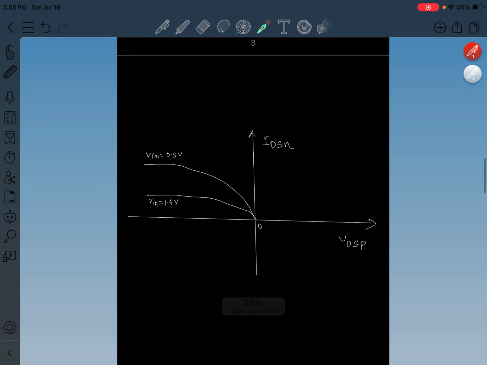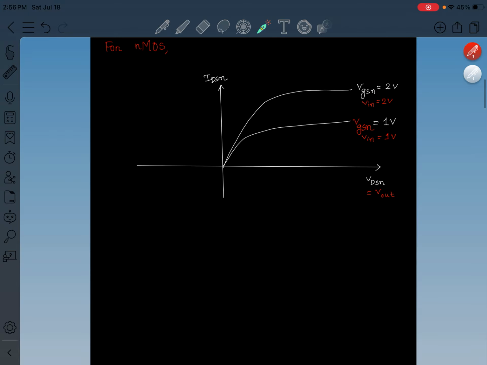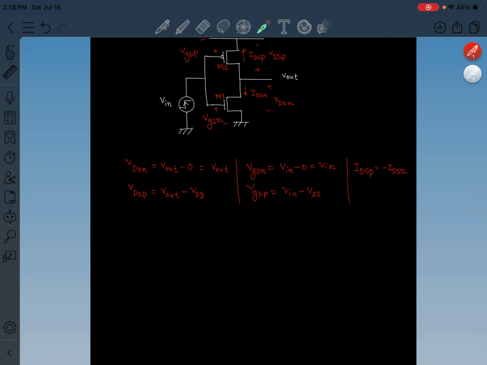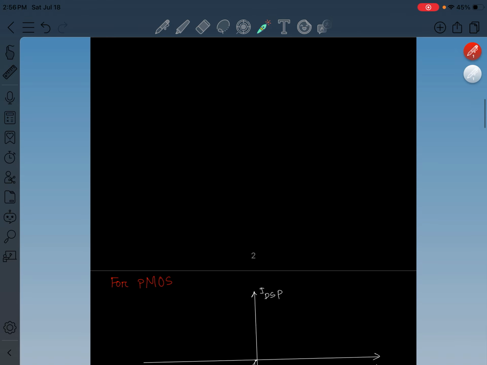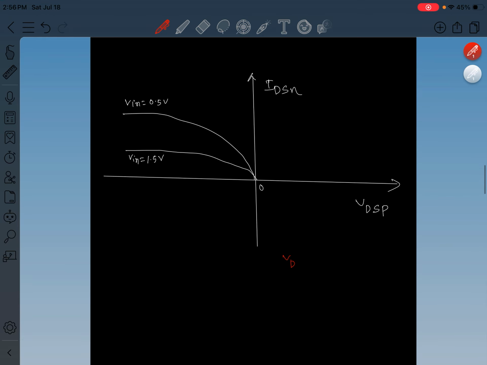Okay, now we have to change the VDSP, right? So what is the relationship between VDSP and VDSN? The VDSP and VDSN relationship: VDSP equals V out minus VDD. We will use this equation. So VDSP equals V out minus VDD. We assume VDD equals 2.5 volt.